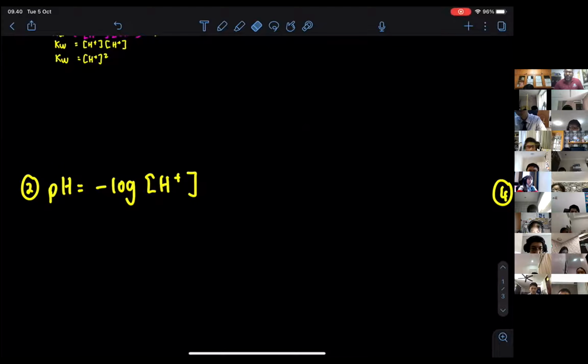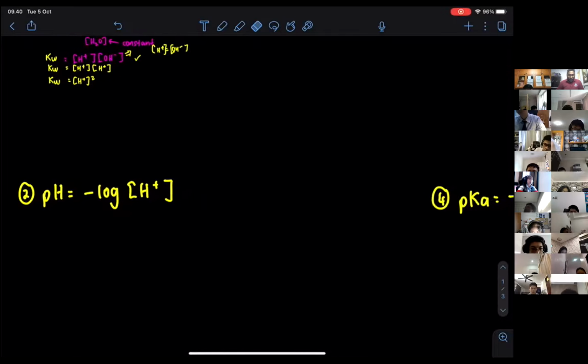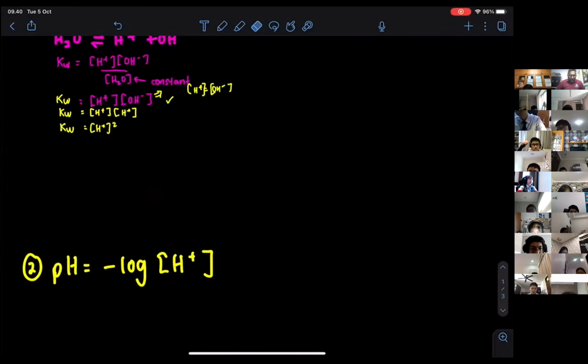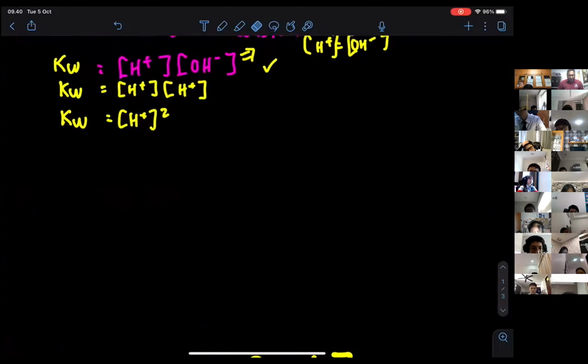Why is it a stronger acid? Because it has more concentration of H+. That is the meaning. So you need to know why we do that. But now coming back to this part, why do we have to change this?